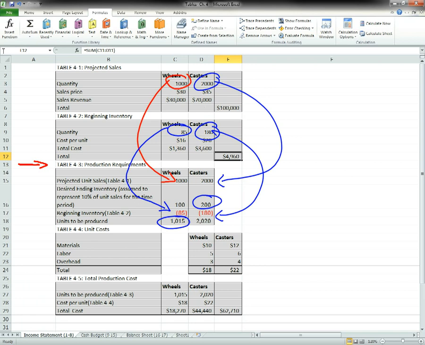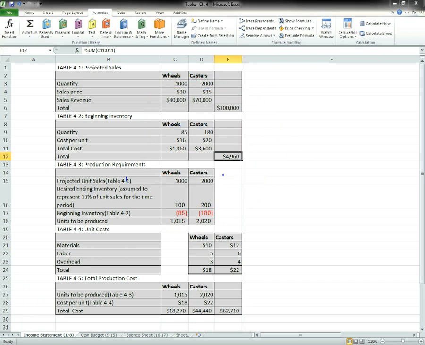Let me clean up a little. There we go. Remember, originally in the previous period we had costs of $16 and $20 for wheels and casters respectively. Here we're going to assume in table 4.4 that our materials costs are, well, to begin with, notice that the totals are different, so costs have gone up since the last period, and those costs are being divided among materials, labor, and overhead as follows.